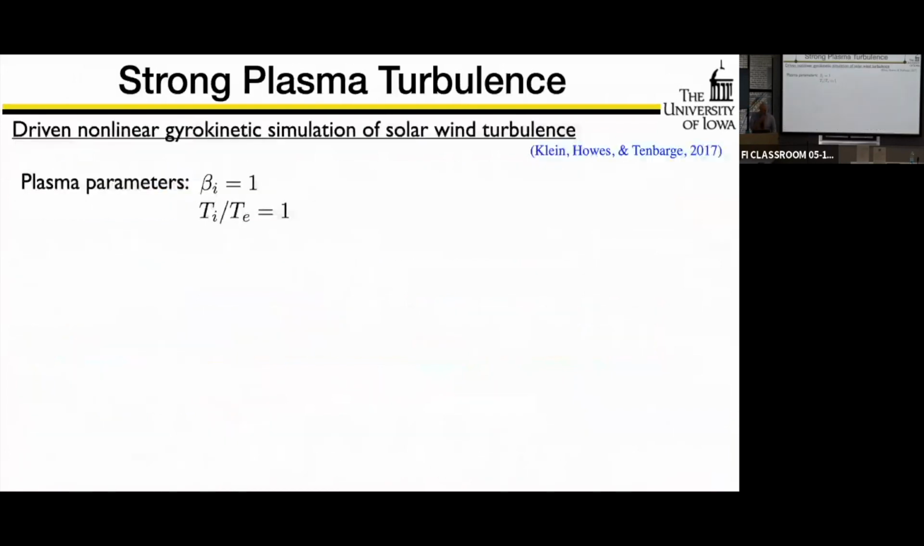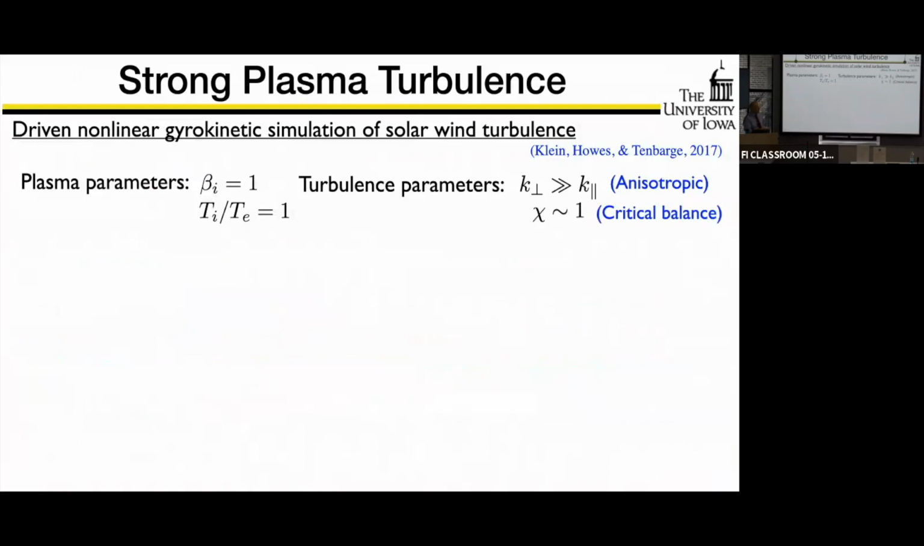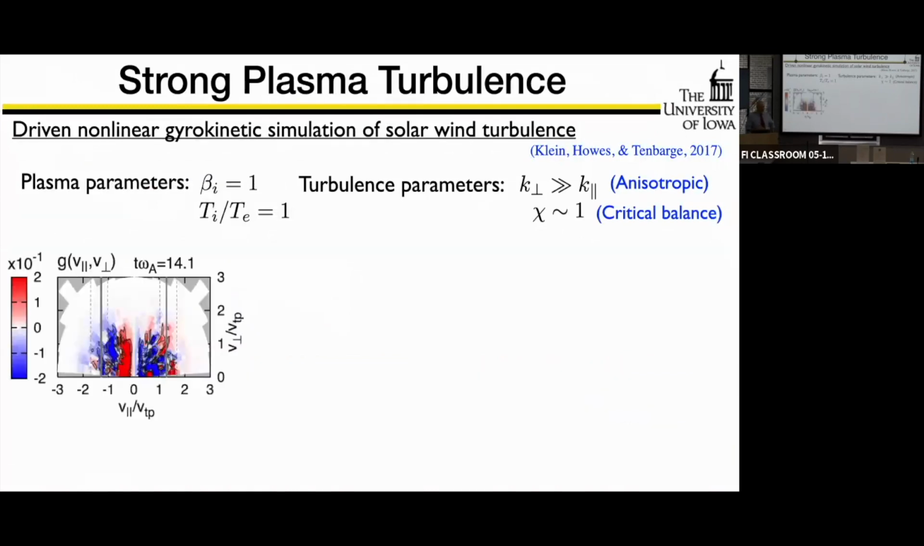So our first test of this in a turbulence simulation was a gyrokinetic simulation of weakly collisional turbulence with beta 1, temperature ratio of 1. The turbulence was anisotropic, and it was in critical balance. So this is a case of strong plasma turbulence. And so if I go to somewhere in that simulation box and plot the perturbed distribution function, so if you say the equilibrium distribution function is Maxwellian, I'm just going to plot the perturbation from that, I get something that looks like this.